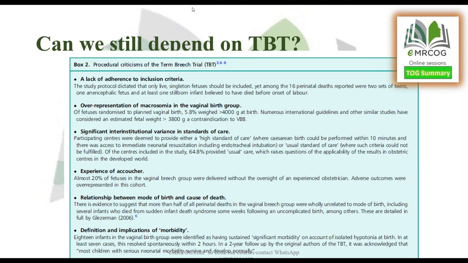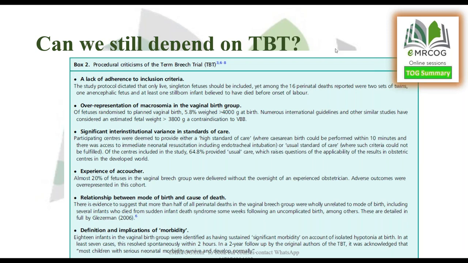So there is here in the books number 2 of the TUG article criticism of the Term Breech Trial. Number 1, they found that there is lack of adherence to inclusion criteria. So this is a critical appraisal of the study protocol. The protocol said that only live single term fetuses should be included, and what happened is that there were some cases not fulfilling the criteria that were included in the study.